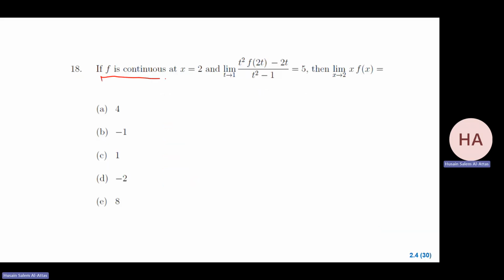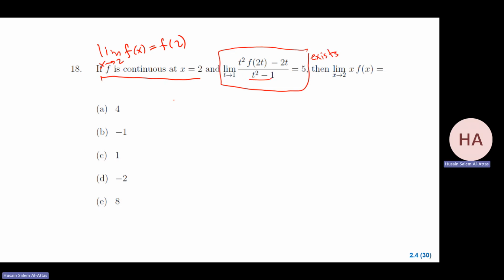Okay. What's the meaning if it's continuous at x equal 2? It means the limit as x goes to 2 of f of x equals f at 2. And he said this limit equals 5 or exists. So if you notice the limit in the denominator, t goes to 1 in the denominator, that is 0.